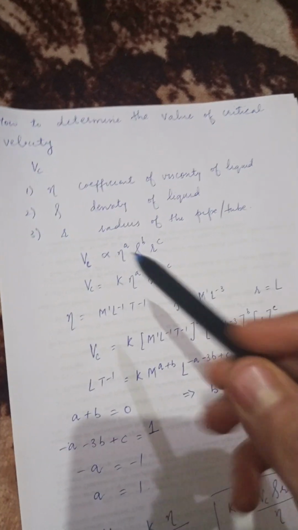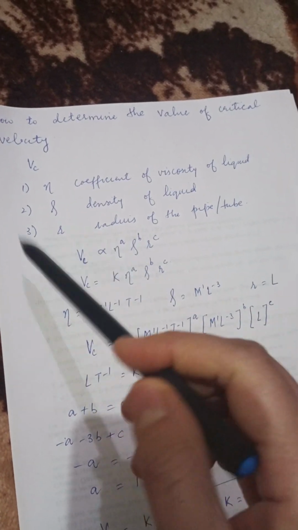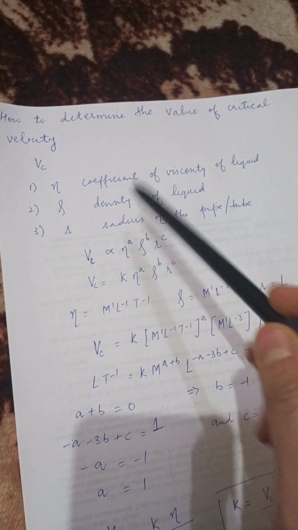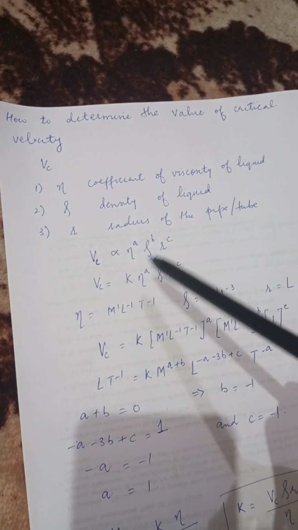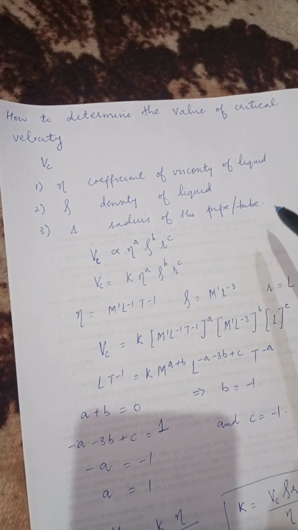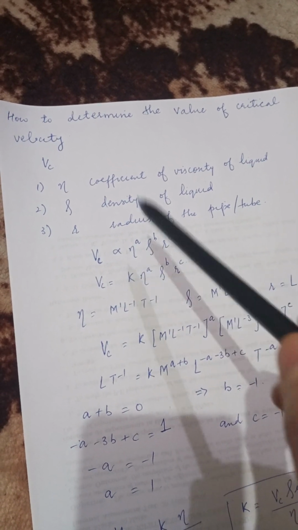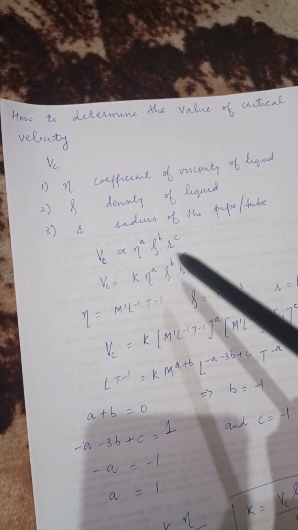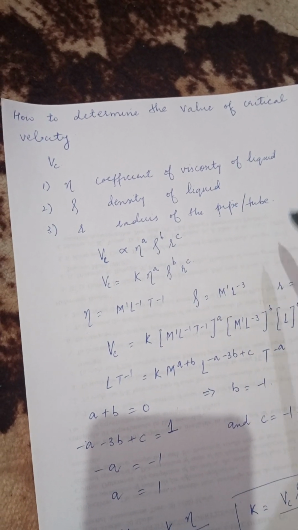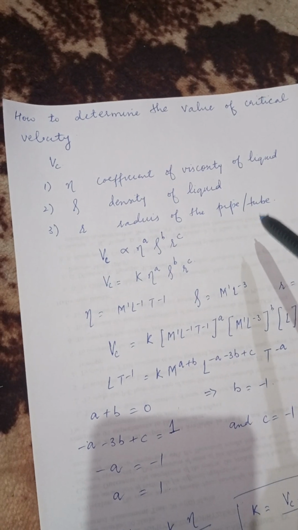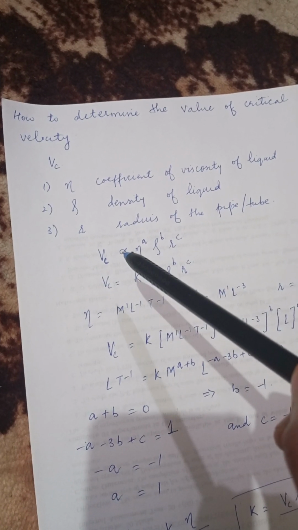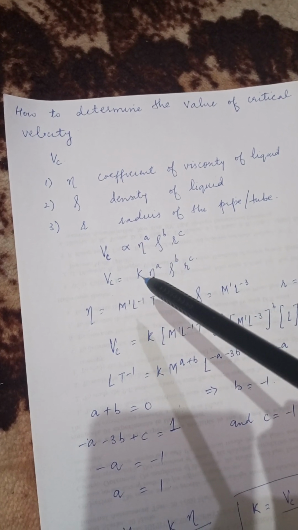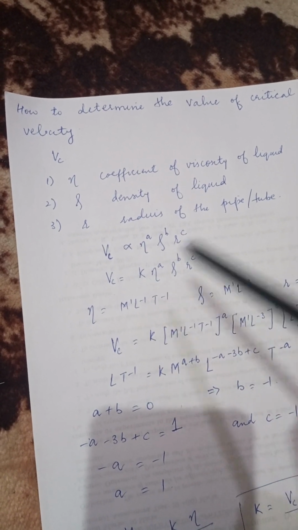Now let us combine all the three factors. So the critical velocity will depend on eta raised to power a, rho raised to power b, and r raised to power c. Again I am repeating that eta is the coefficient of viscosity of the liquid, rho is the density of the liquid, and r is the radius of the pipe or the tube through which this fluid is flowing. Now, taking this proportionality into equality, we will introduce a constant, and that is k, right?